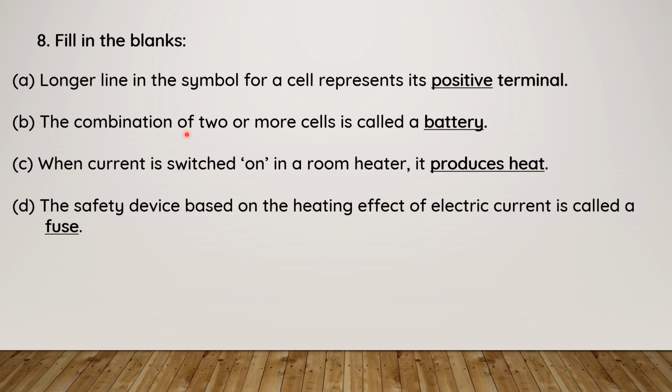Next, B. The combination of two or more cells is called a battery. One is called a cell, and two or more is called a battery. So write in your textbook. When current is switched on in a room heater, it produces heat. A room heater produces heat while using the electric current, so electric current produces a heating effect. Then the safety device based on the heating effect of electric current is called a fuse. So these fill in the blanks answers you can write in your textbook with pencil.